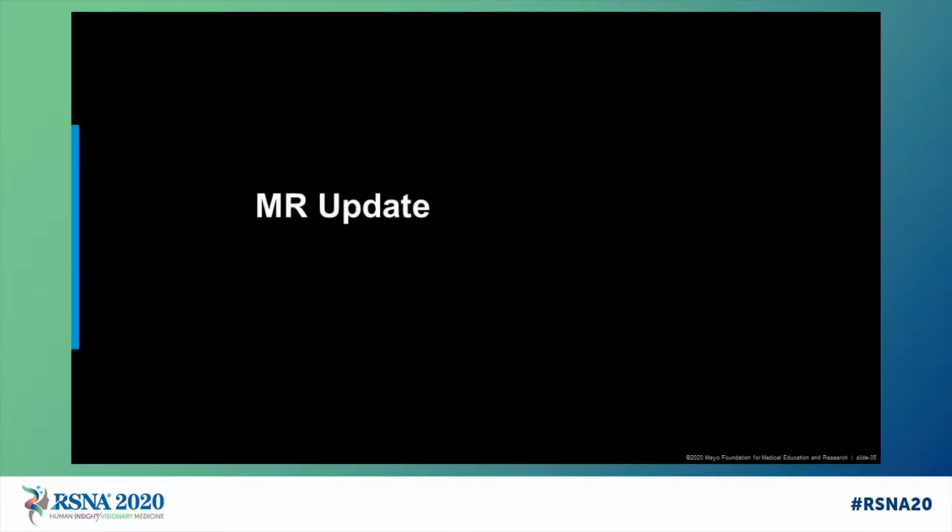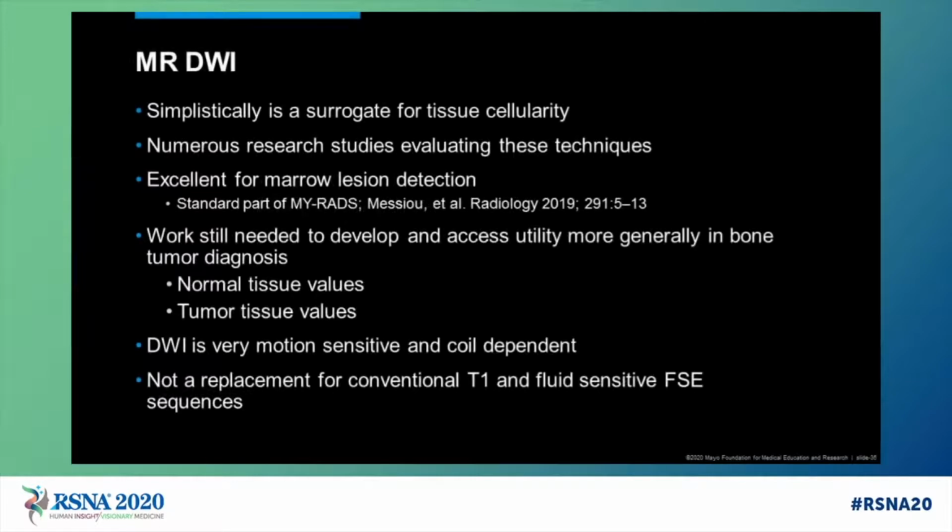Let's talk about advanced techniques such as diffusion-weighted imaging. There are numerous research studies evaluating these techniques. It's shown some excellent promise for marrow lesion detection, especially in multiple myeloma. There's still work that needs to be done to make it useful more generally in bone tumor diagnosis. Remember that diffusion-weighted imaging is very motion sensitive and coil dependent and can be a challenge in the distal extremities.